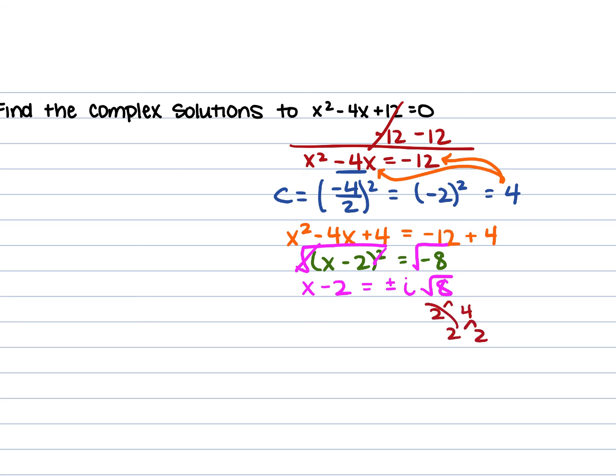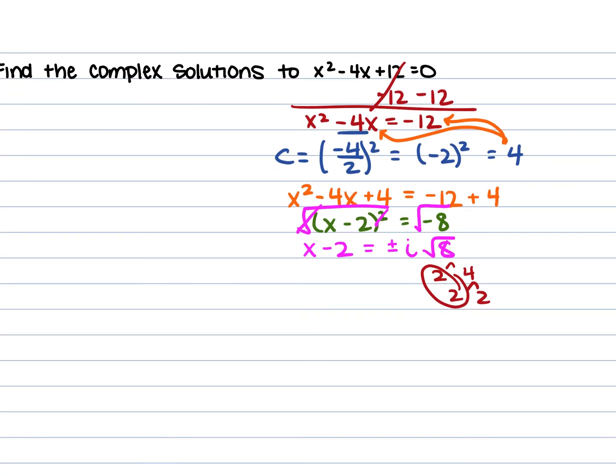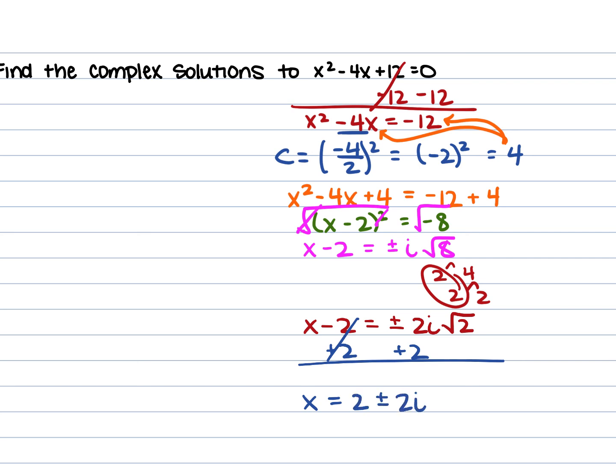4 is 2 and 2. You need 2 of the same number, so this becomes x minus 2 is equal to plus or minus 2i square root 2. You want to add that 2 to each side in order to get x by itself. So you have x is equal to 2 plus or minus 2i square root 2. And that 2 that you moved over to the other side does in fact go in front of that plus or minus 2i square root 2.